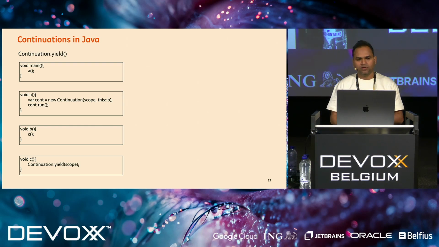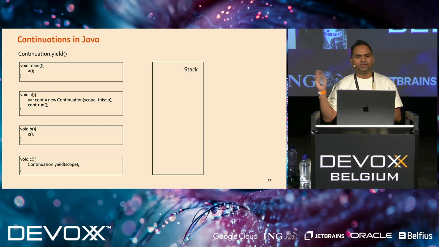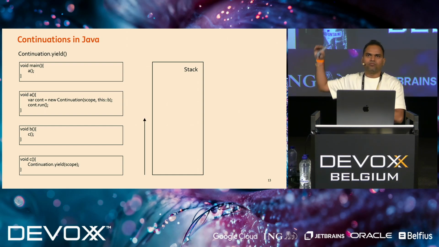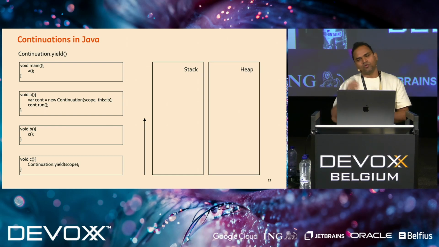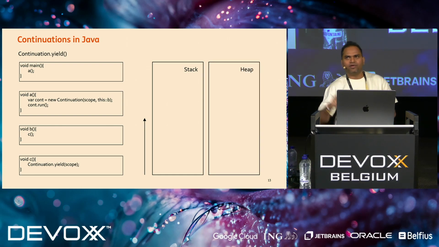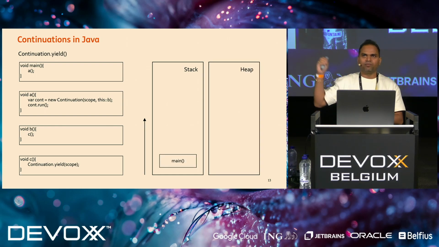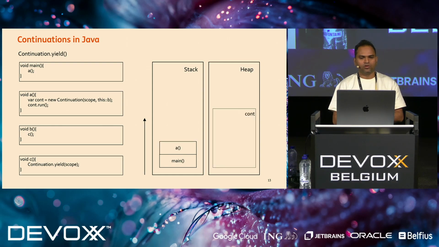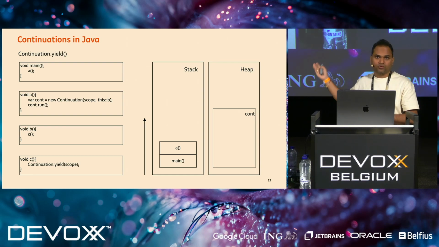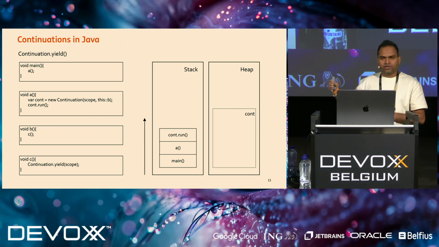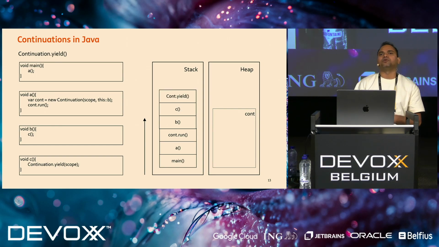For that, we have to look at stack memory. And in this case, the stack is getting filled from bottom to top. And also heap memory. So when we call main, we have a new frame created on the stack for main. And that calls method A. A actually creates a continuation object on the heap. And then it calls continuation.run, which calls method B, which calls C, and then that calls continuation.yield.